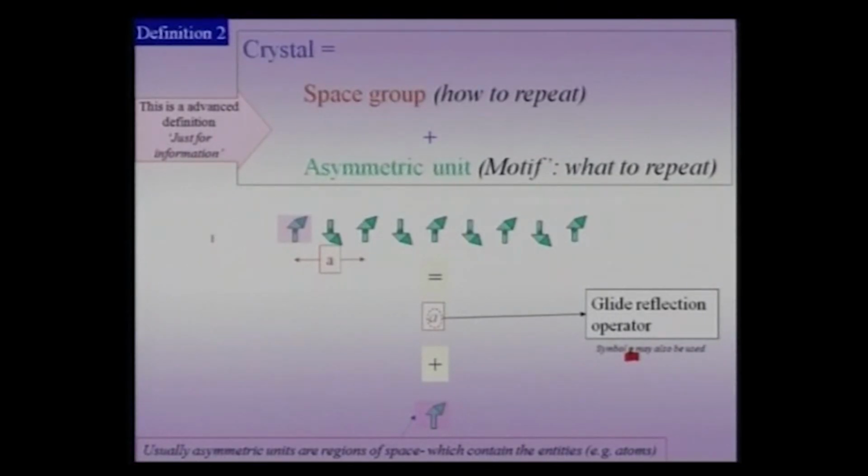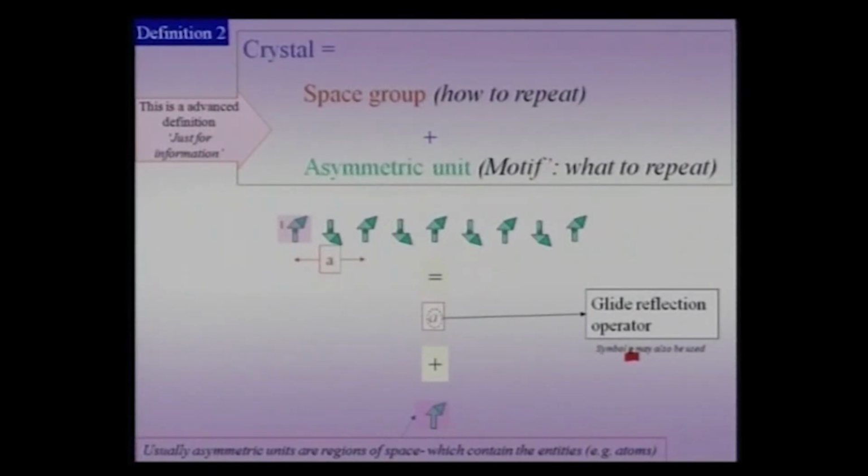So the glide reflection operator is a more sophisticated operator, and it operates on this asymmetric unit, and asymmetric units are typically regions of space. The region of space is marked by this pink colored box, and it contains this entity which is part of the motif, the original motif in the language of lattice plus motif. This pink region is taken, moved over by a by 2 and inverted, and therefore whatever the contents of that unit are also moved and inverted.